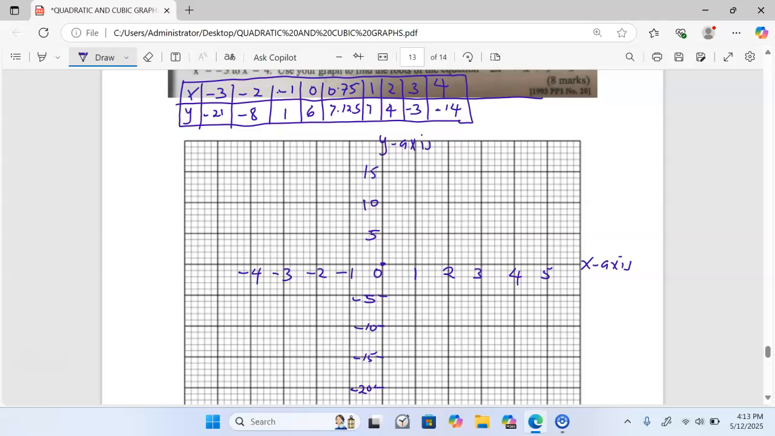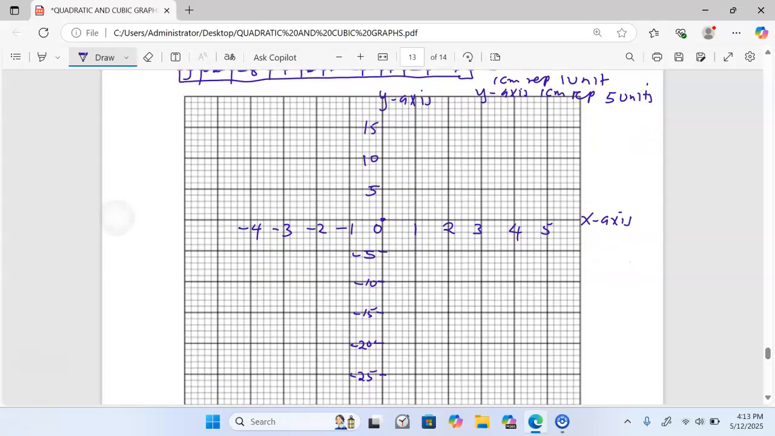From there, our scale for the x-axis: we have taken 1 centimeter to represent 1 unit. And on the y-axis, we have said 1 centimeter to represent 5 units. Having quoted our scale, we can now go down and do the plotting.